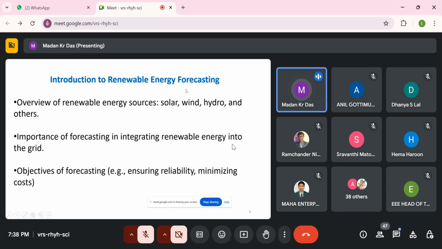This is the introduction to renewable energy forecasting. There are a few types of renewable energy forecasting: solar, wind, hydro, and others. Others like battery storage and green hydrogen. And the importance of forecasting in integrating renewable energy into the grids. The objective of forecasting is ensuring reliability and minimizing cost.